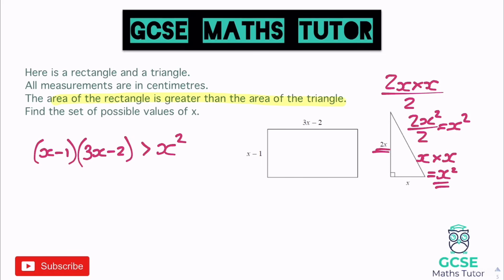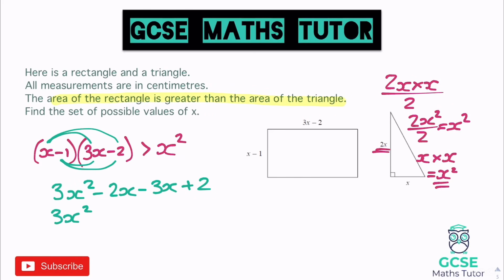We've got our quadratic inequality set up now. This is going to be quite a nice one by the looks of it. And now we just need to expand this double bracket. So x times the 3x is 3x squared. x times the minus 2 is minus 2x. Minus 1 times the 3x is minus 3x. And then minus 1 times minus 2 is plus 2. Let's tidy that up. So 3x squared minus 5x, when we collect those together, plus 2, and that is greater than x squared. There we go.